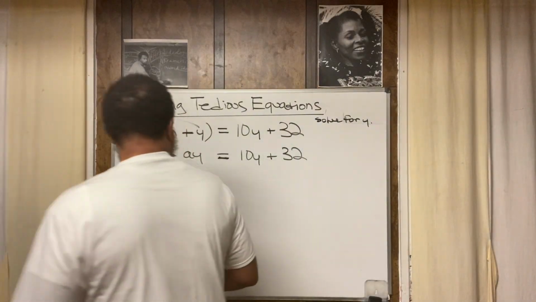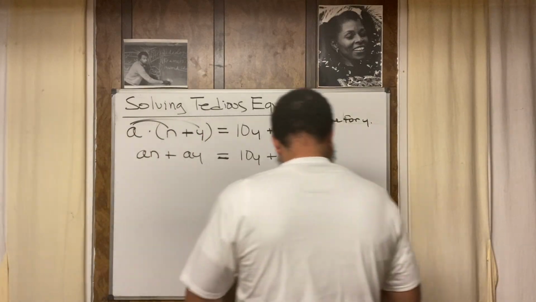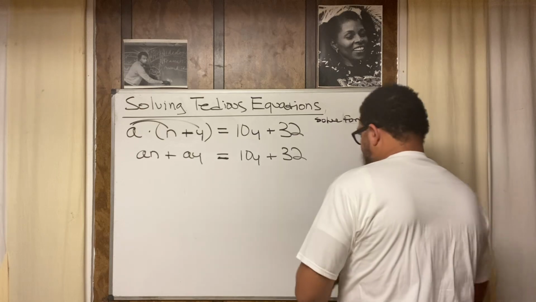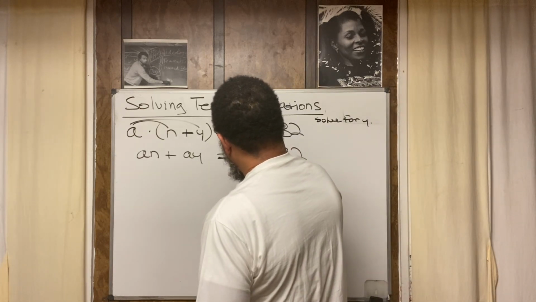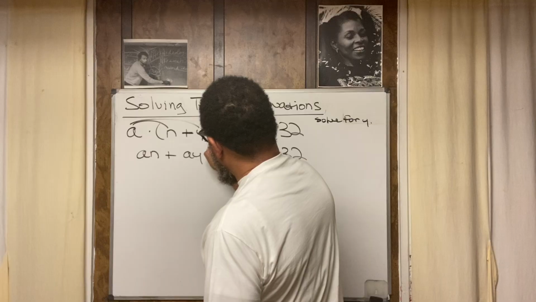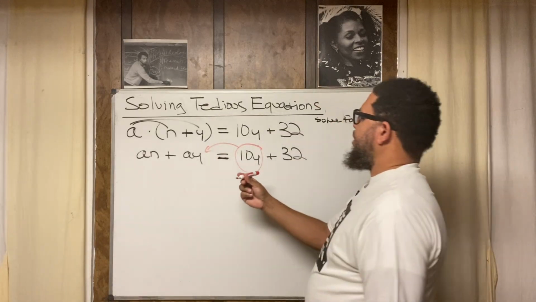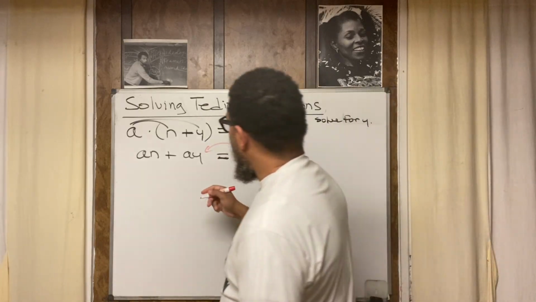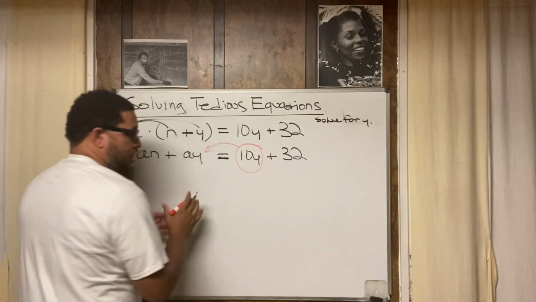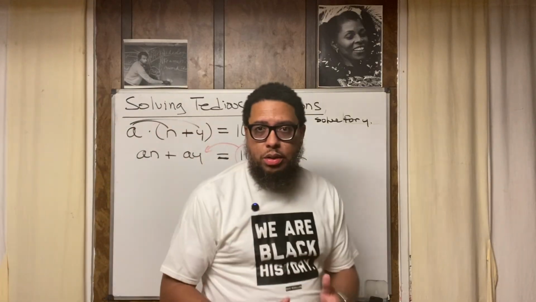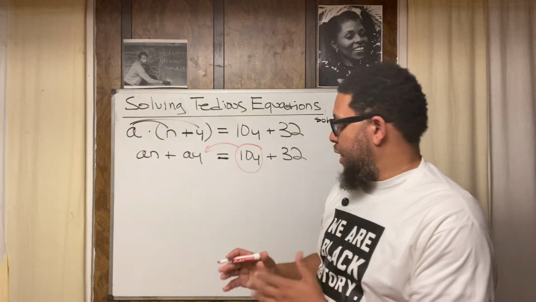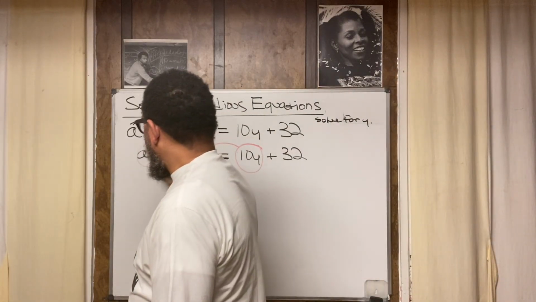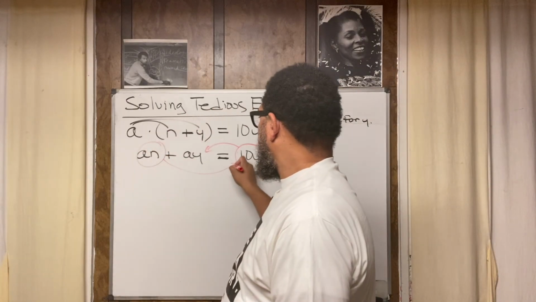So this 10Y is going over here. And then this AN, because I want the Y terms together by themselves on one side of the equal sign, this AN has got to go. That's going to go over there.